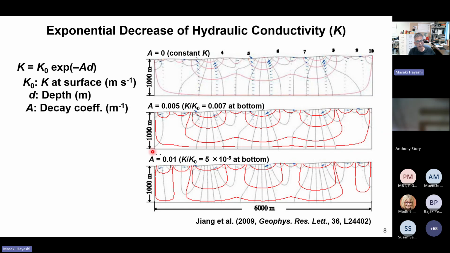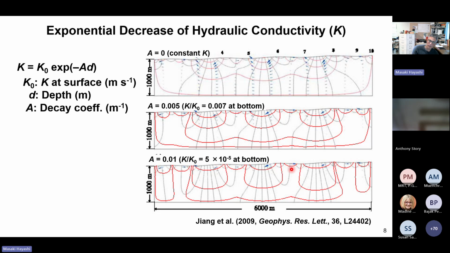Now, so you increase the value of A. So now the hydraulic conductivity at the bottom is about 4 orders of magnitude smaller than the surface value. So it's probably reasonable for the actual geology in many cases. The red lines are still there because the model draws this equipotential line and streamline, but magnitude is only significant near the surface, maybe within the top 100 or so meters.